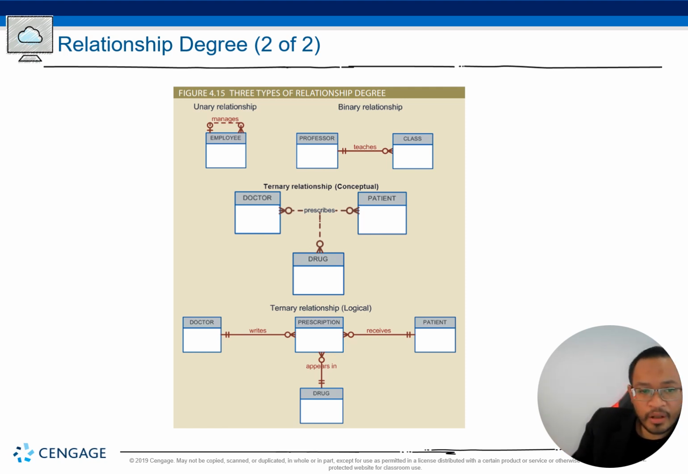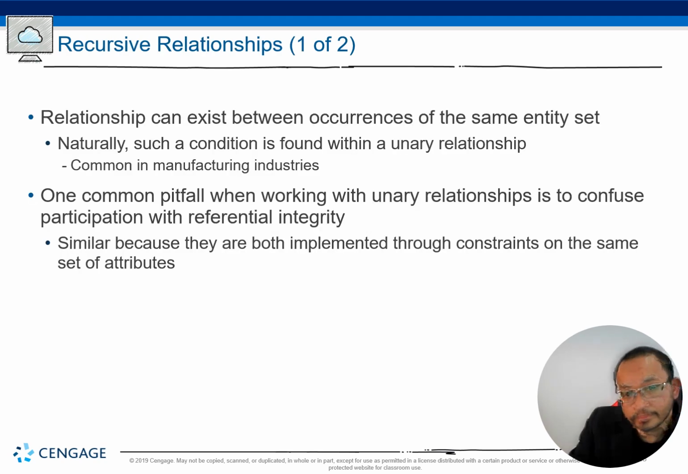So the example of a relationship: the first one will be the unary, the second one the binary, then ternary, and ternary in terms of logical. Ternary means that one entity relies on another two entities. And a relationship can exist between occurrences of the same entity set.